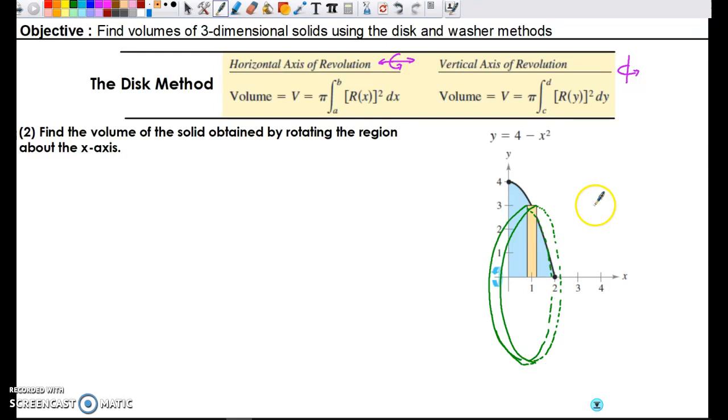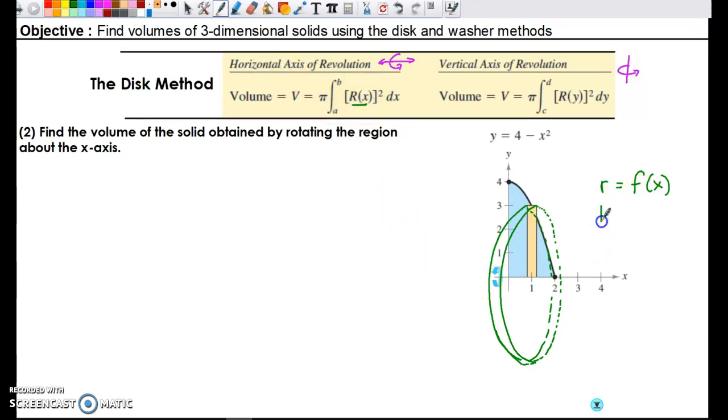Well, let's identify what the radius of the cylinder would be. The radius would be whatever the function value of x is, right? The radius of that circle depends on the height of the rectangle that I'm rotating. So the radius, in fact, is f of x. And because it's a horizontal axis of revolution, this makes sense. I have r of x.